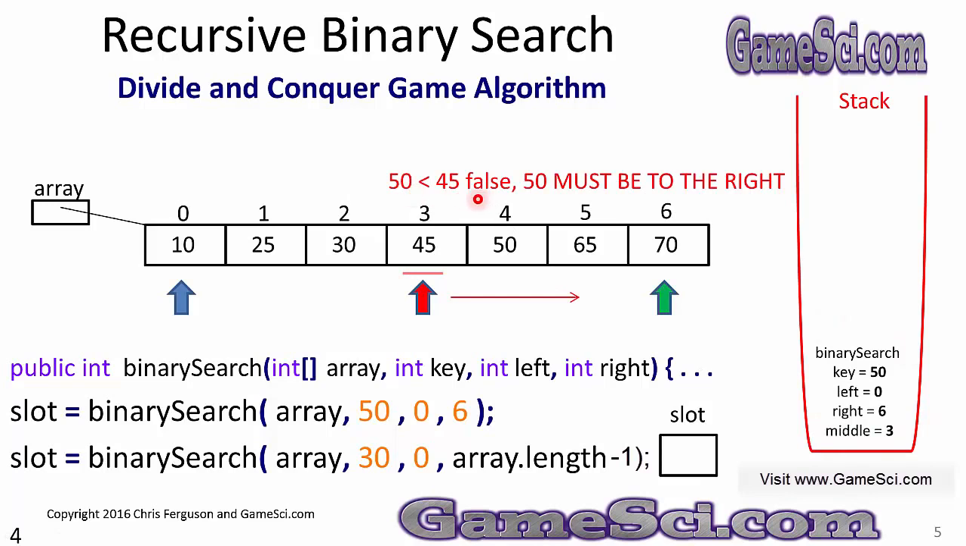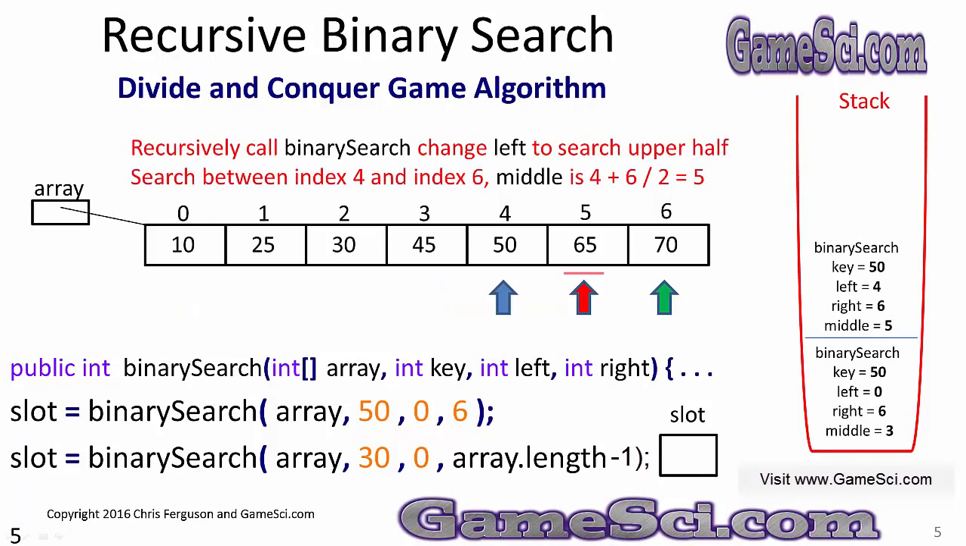50 is greater than 45. The value we're looking for, 50, is greater than the value right there. So what does that tell you? That 50 must be on the right. We need to search this half of the data and ignore the other half. Since what we're looking for is bigger than the middle item, we need to go to the right. Now, what are we going to do? We're going to recursively call ourselves to solve the right half. So we're going to recursively call binary search, and we're going to change left to search the upper half.